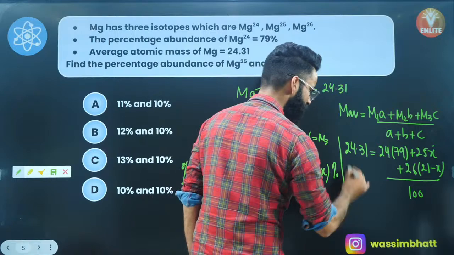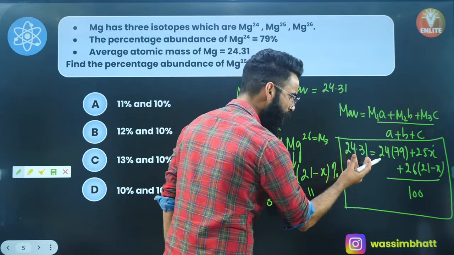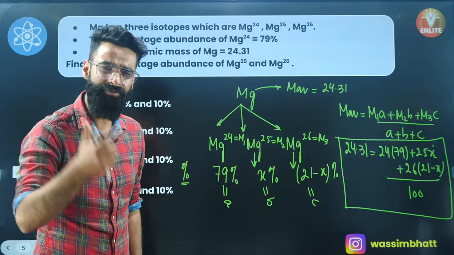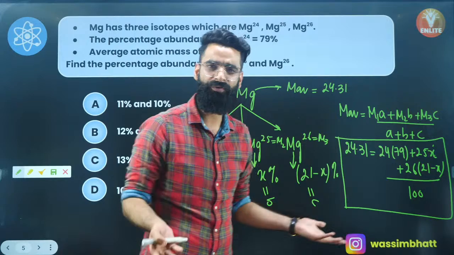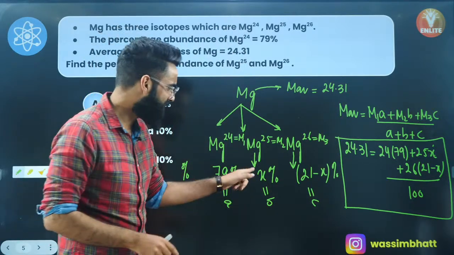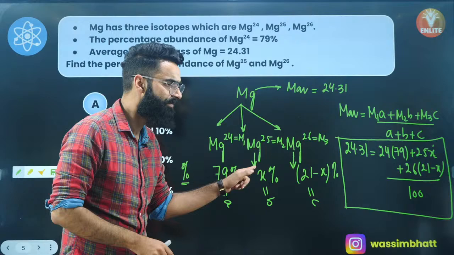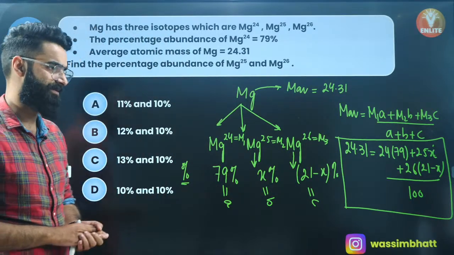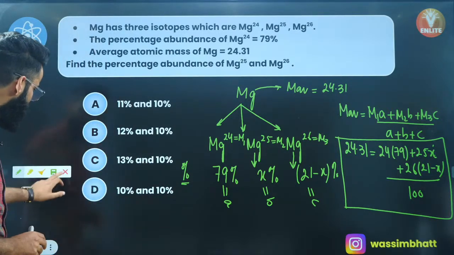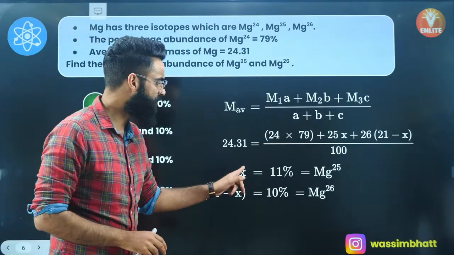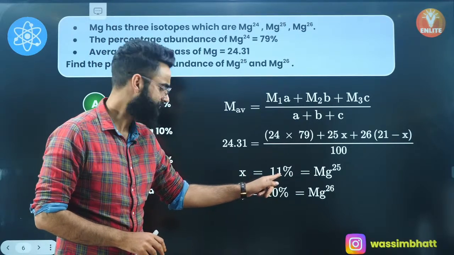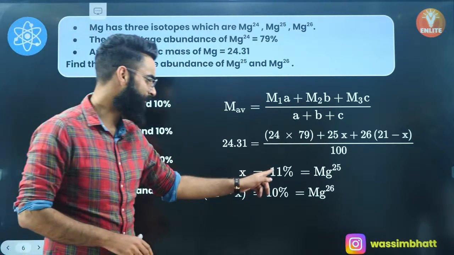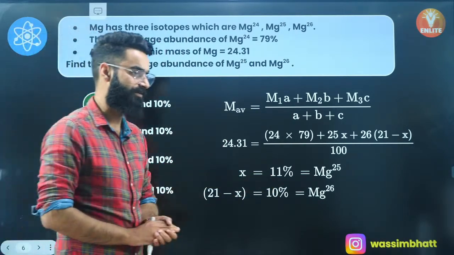If you look at this equation, my dear people, you just got one equation which contains one variable, and the variable is X. I'm sure you can easily solve this equation and get the value of X. Whatever value of X you get is the percentage abundance of Mg25. Once you get X, 21 minus X is the percentage abundance of Mg26. I'm sure it's clear to everyone. So let me show you the final answer after solving the equation. X comes out to be 11%, and the percentage abundance of Mg26 is 21 minus 11, which comes out to be 10%. As simple as that, right?